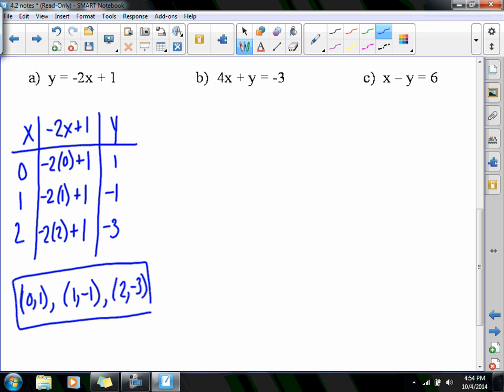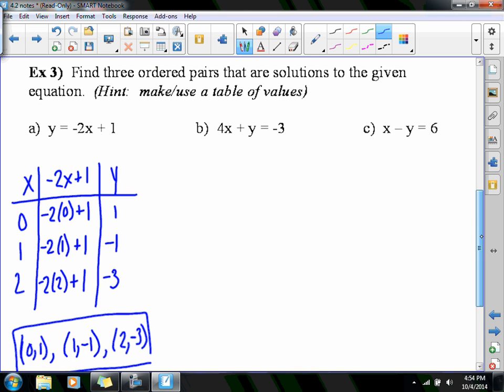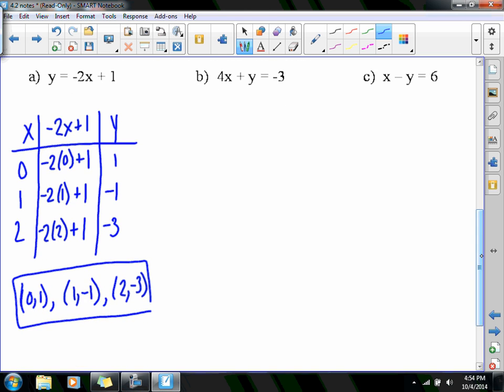There are infinitely many solutions to this equation. These are just 3 that I picked. The direction said find 3. Your 3 might be different than somebody else's as well, and they could all be completely correct.